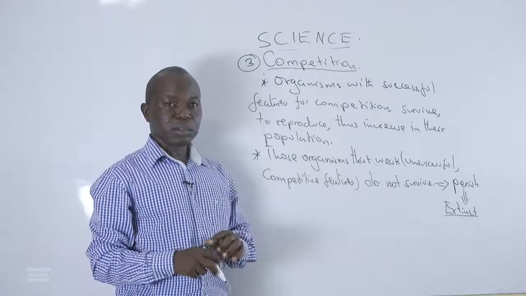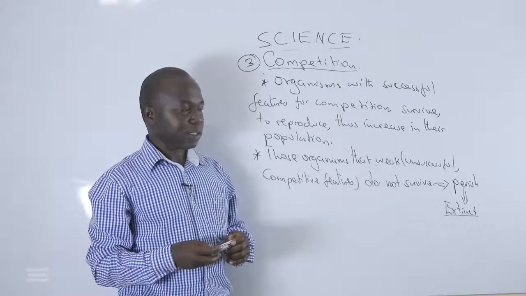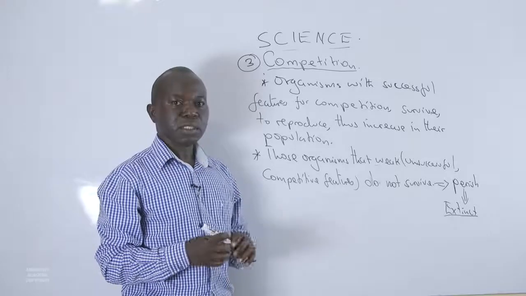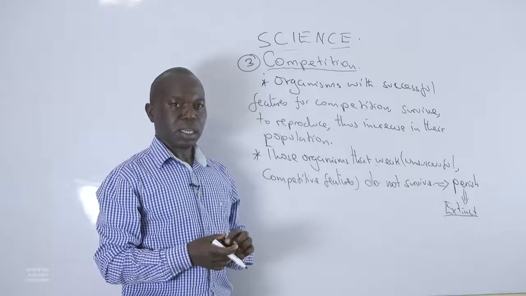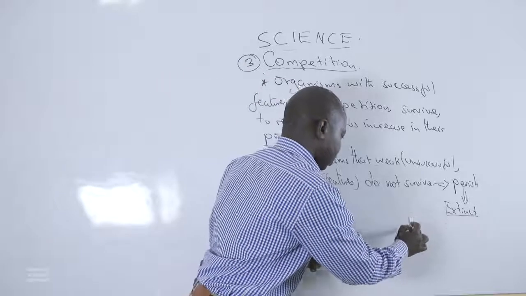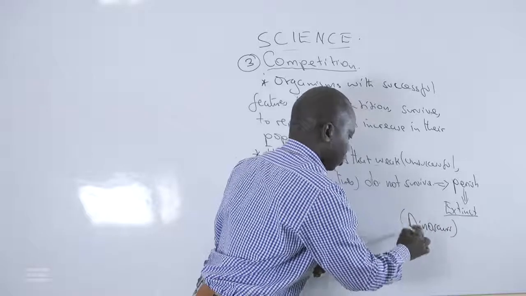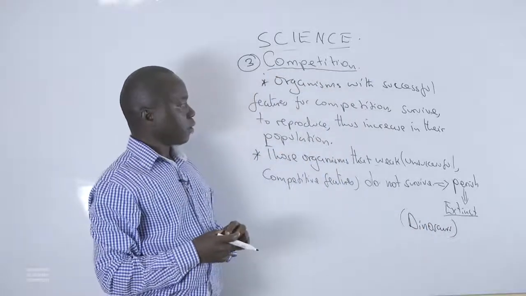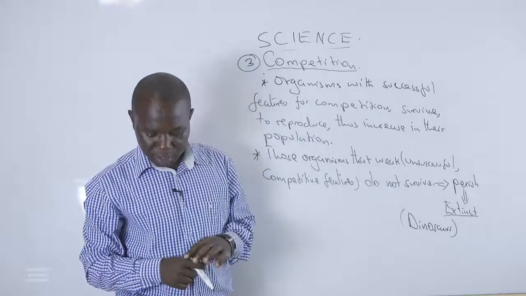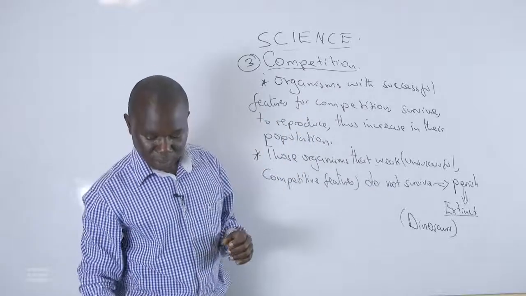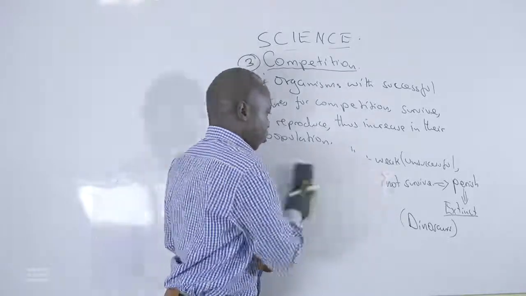We have had examples of organisms that were there. They were thriving in large numbers, but due to some changes in the environment, they got extinct, like the dinosaurs. So competition is a very important factor that drives several other factors in the ecosystem. We look at types of competition.